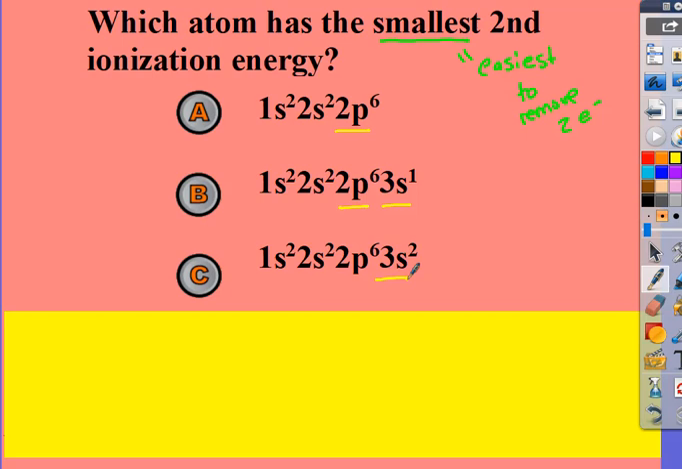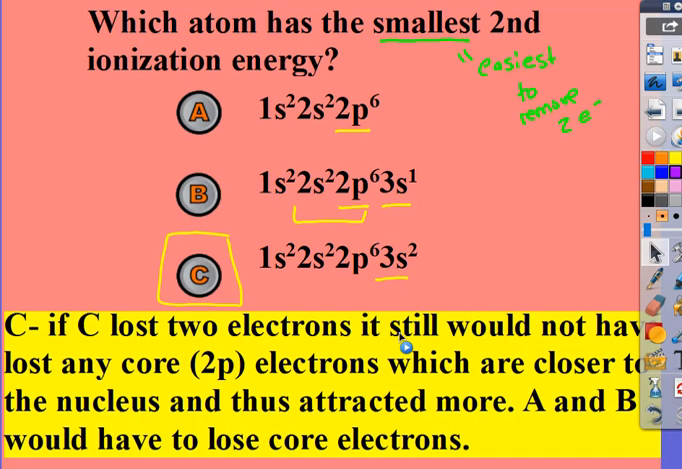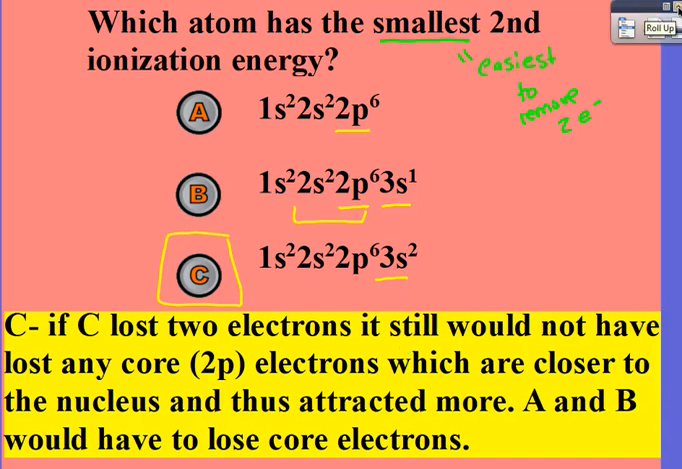So, on C, since I'm losing them both from the 3rd energy level and I haven't gone into the core electrons or the 2nd energy level, it must be the easiest to remove 2 from C. So if C lost 2 electrons, it still would not have lost any core electrons, which are the 2p electrons, which are closer to the nucleus, and thus attracted more. A and B would have to lose core electrons, or 2p electrons.